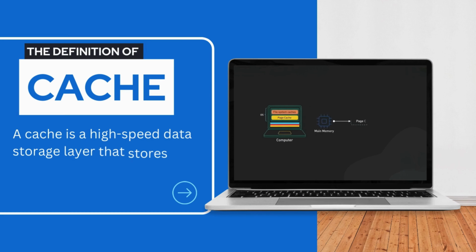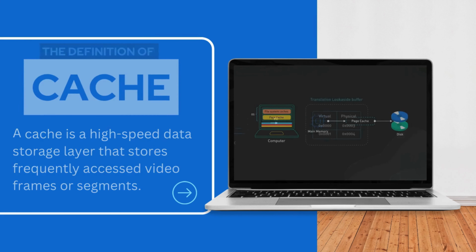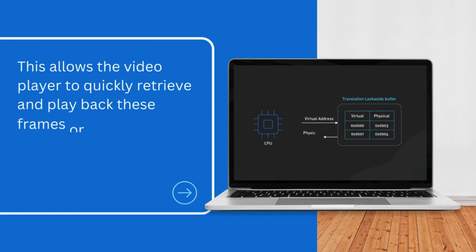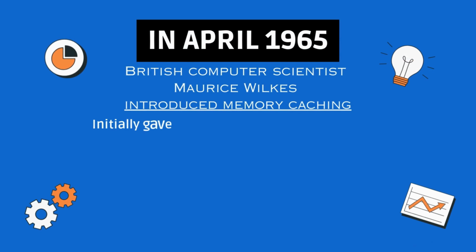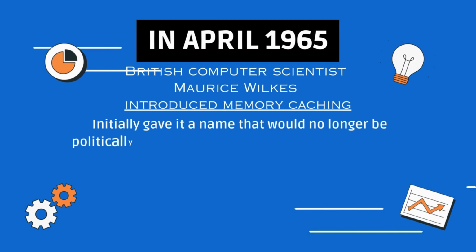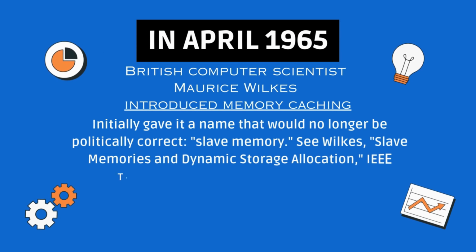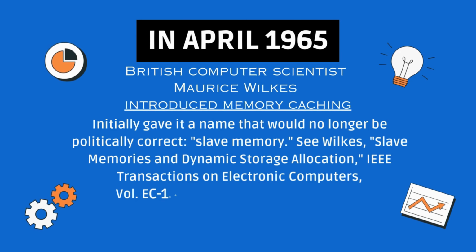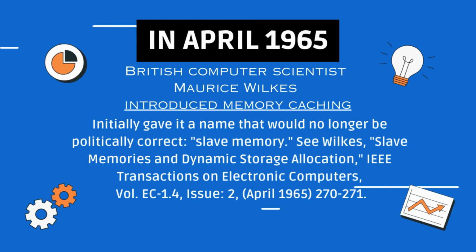A cache is a high-speed data storage layer that stores frequently accessed video frames or segments. This allows the video player to quickly retrieve and play back these frames or segments without having to access the underlying storage medium. In April 1965, British computer scientist Maurice Wilkes introduced memory caching. Initially he gave it a name that would no longer be politically correct: slave memory.